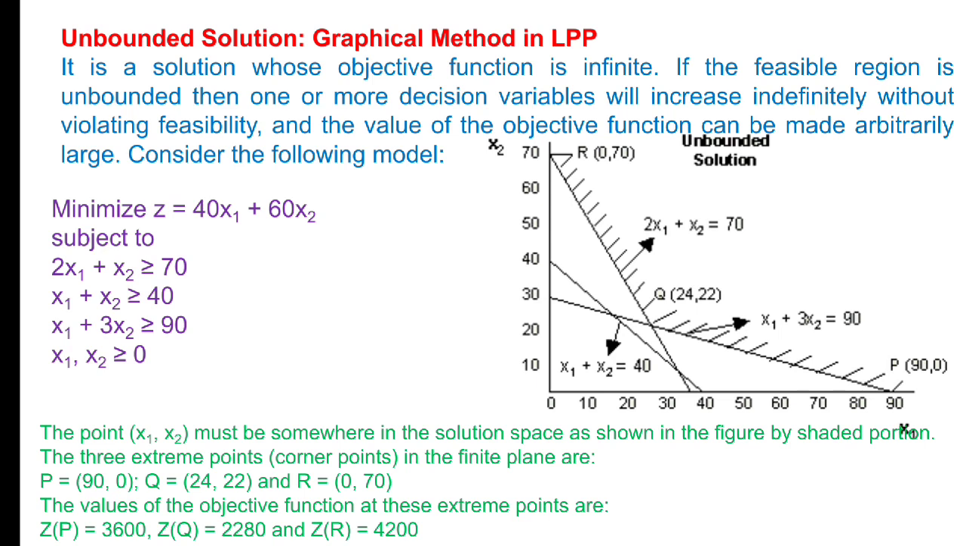Now see, P equal to 90 comma 0, Q equal to 24 comma 22, R equal to 0 comma 70. The values of the objective function at these 3 points are Z of P equal to 3600, Z of Q equal to 2280, and Z of R equal to 4200. But the lower part is getting a corner, the upper part is not able to get one. That kind of problem is called an unbounded solution. Unbounded solution means we cannot make a boundary of the given problem.